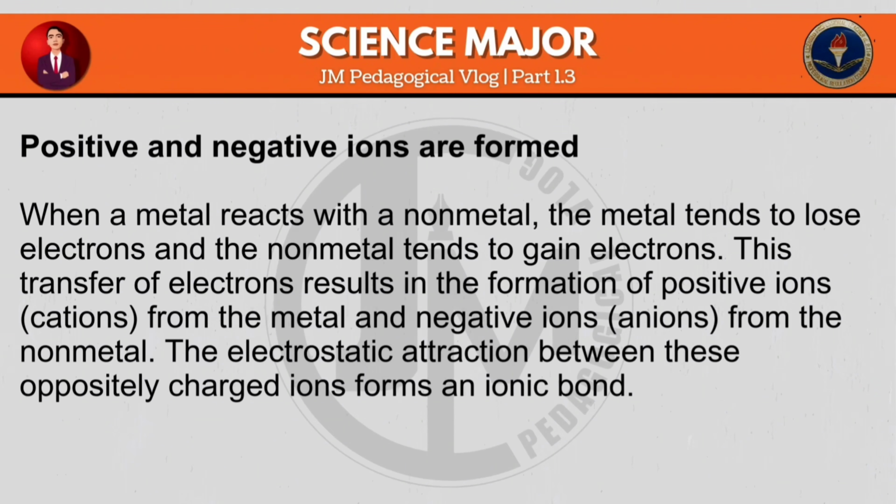When a metal reacts with a nonmetal, the metal tends to lose electrons and the nonmetal tends to gain electrons. This transfer of electrons results in the formation of positive ions, cations, from the metal and negative ions, anions, from the nonmetal. The electrostatic attraction between these oppositely charged ions forms an ionic bond.